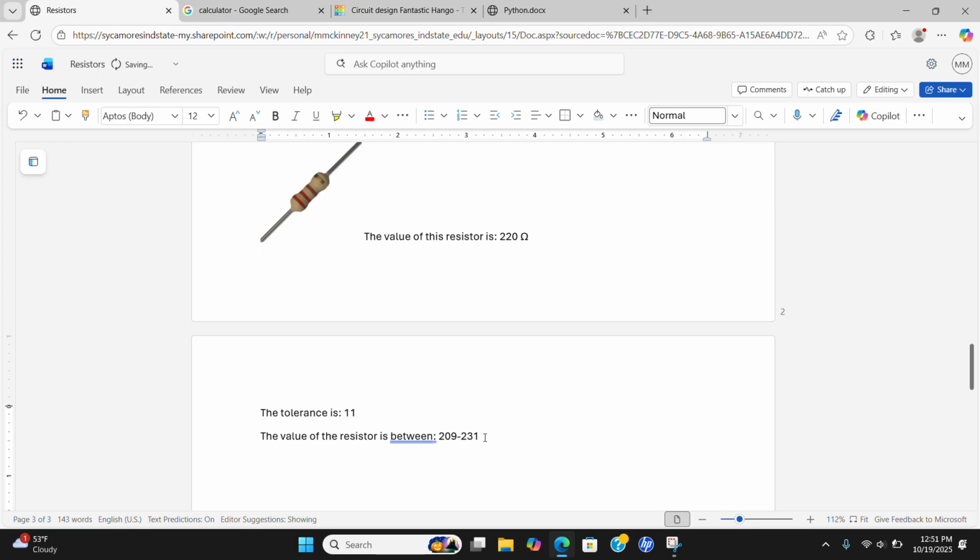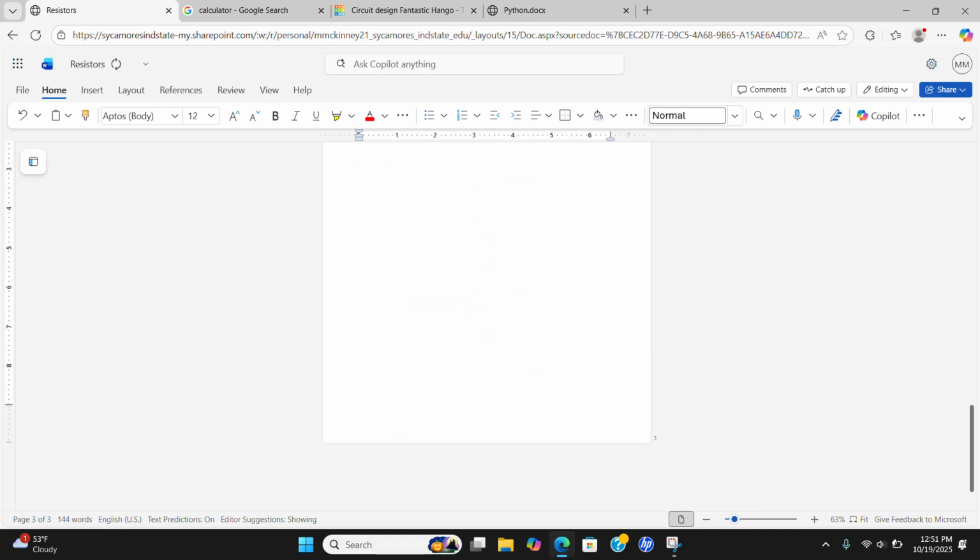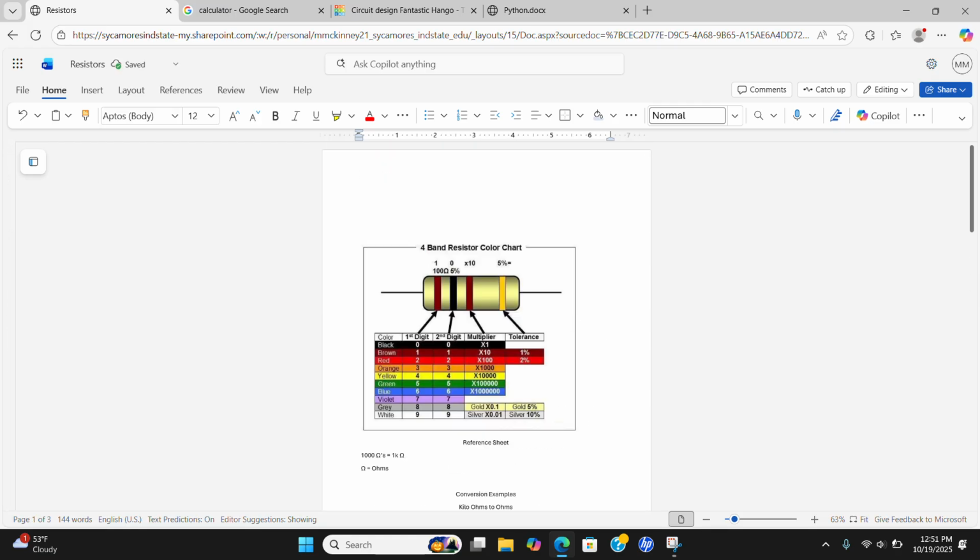Now, why do resistors have tolerances? Well, these things are mass produced, so they're not going to have exactly the same value. They're going to have a value within the tolerance, usually towards the center.